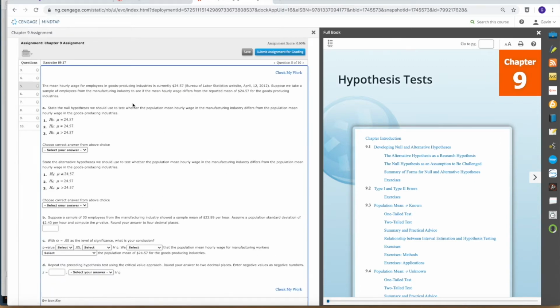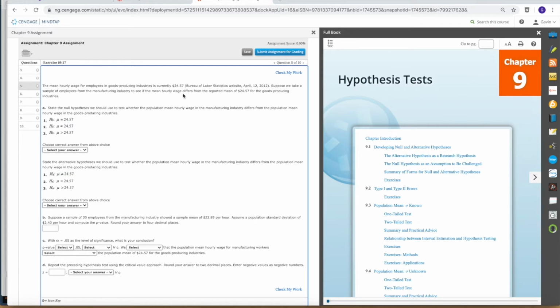So 5 right here tells us that the mean hourly wage for employees in goods producing industries is currently 24.57. Suppose we take a sample of employees from the manufacturing industry to see if the mean hourly wage differs from the reported mean of 24.57 for the goods producing industries. So they're taking like a subset from goods producing called manufacturing and comparing that to wages in all of the goods producing industries to find out how manufacturing wages relate to that.